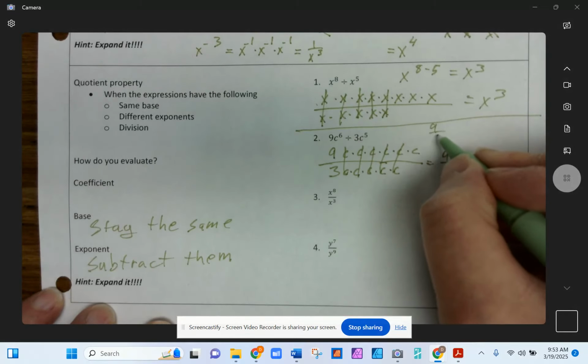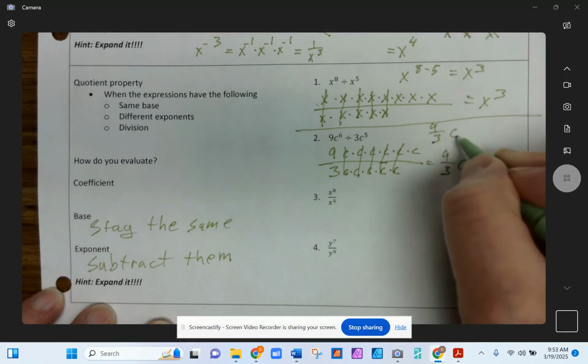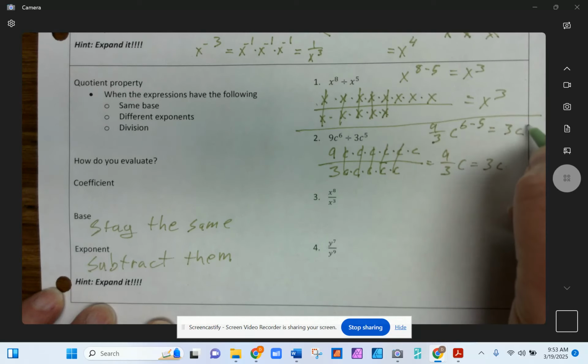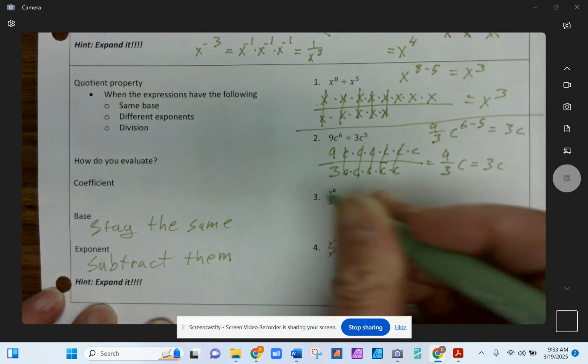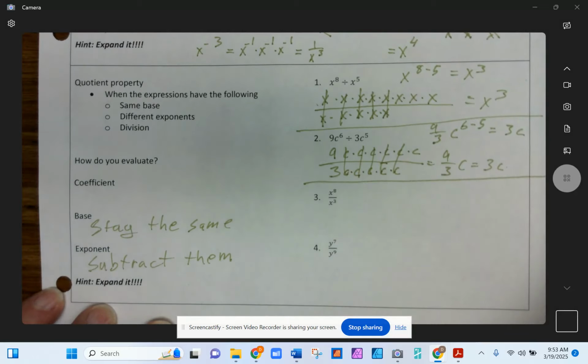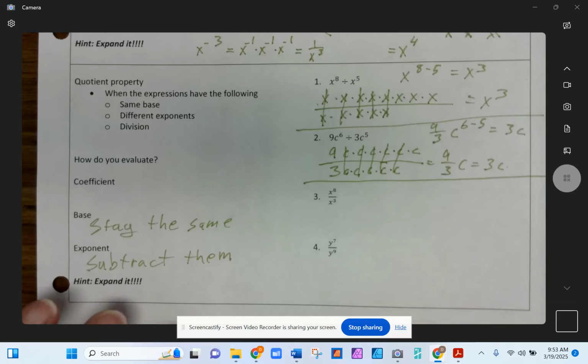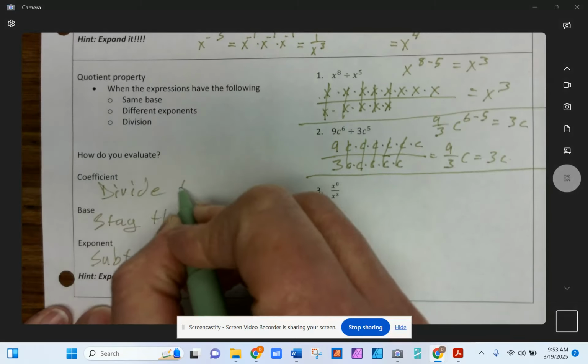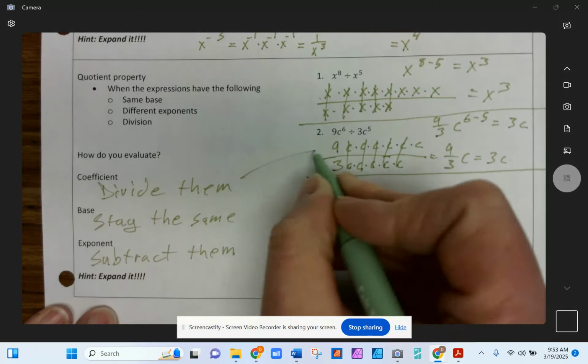You can also approach it as 9 divided by 3 with c to the power of 6 minus 5, which is 3c. Technically 3c to the power of 1, but you don't need to write that invisible 1 for the exponent. So when you have coefficients, you just divide them. Just like that.